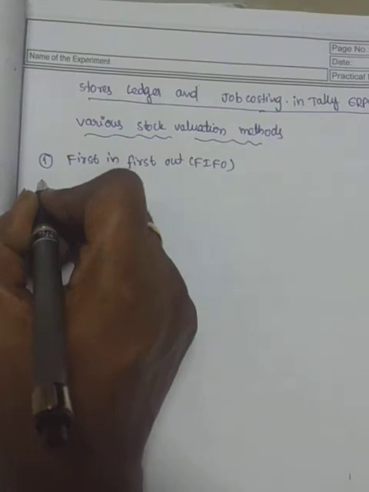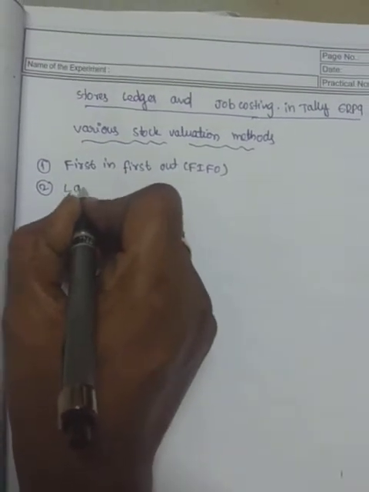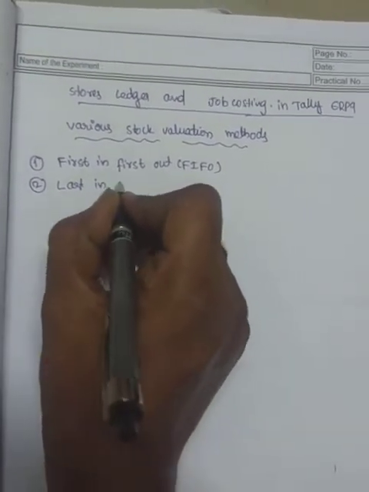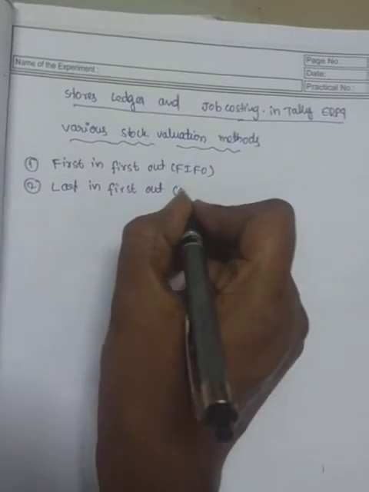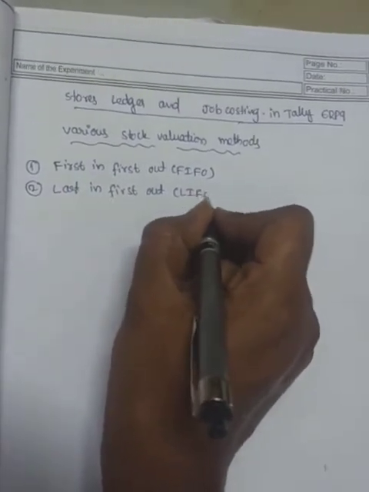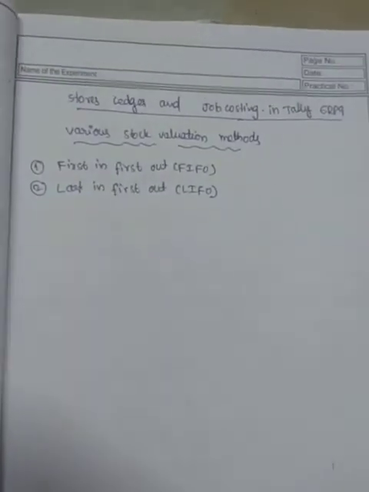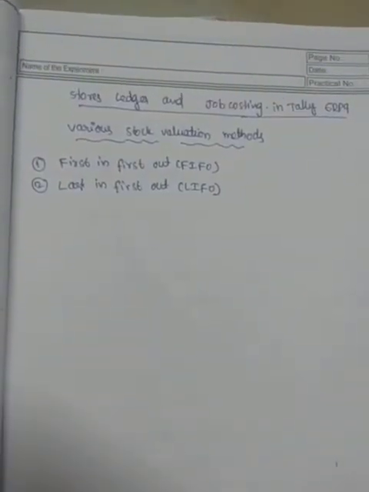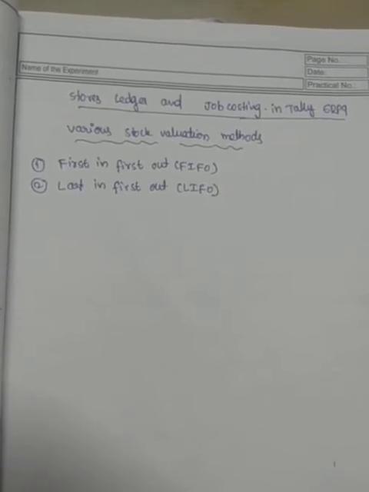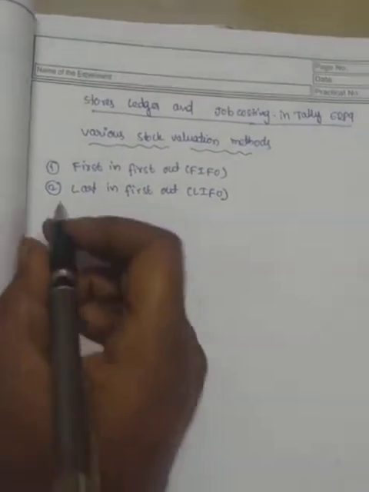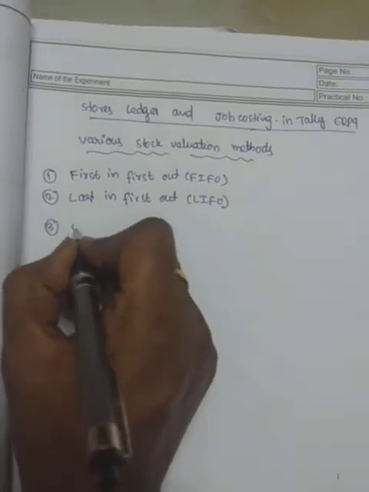Then next is the last in first out method. The second method is last in first out, LIFO. So whenever the material purchased last will be issued first to the manufacturing department.